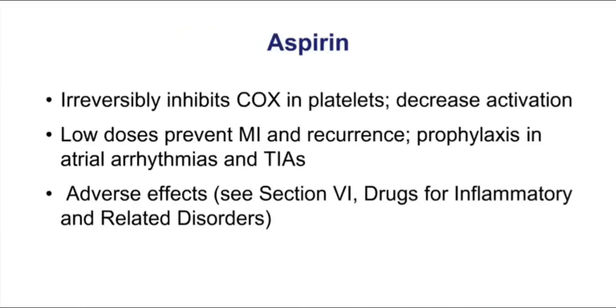Aspirin is our most popular antiplatelet drug. As we covered in an earlier section, aspirin is going to irreversibly inhibit cyclooxygenase in platelets and basically inhibit the production of thromboxane A2 for the life of the platelet. Low doses of aspirin, what we call a baby aspirin, 81 milligrams, can prevent an MI and recurrence. It's also very important in the prophylaxis in atrial arrhythmias and in TIAs. But all of the other important properties of aspirin have been previously covered in Section 6.